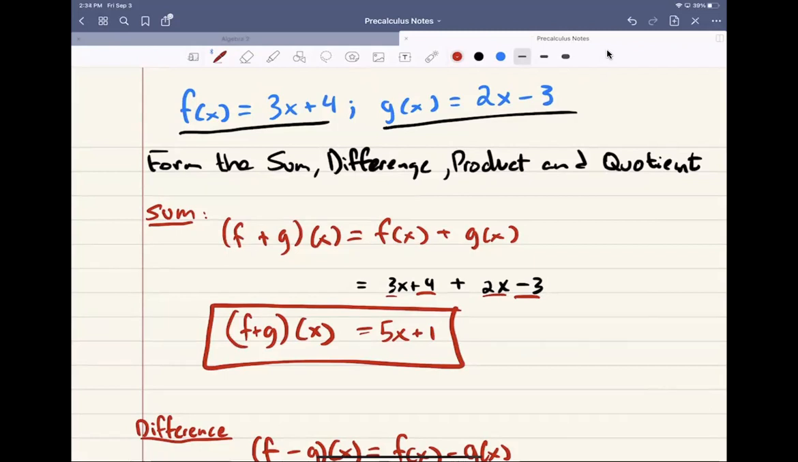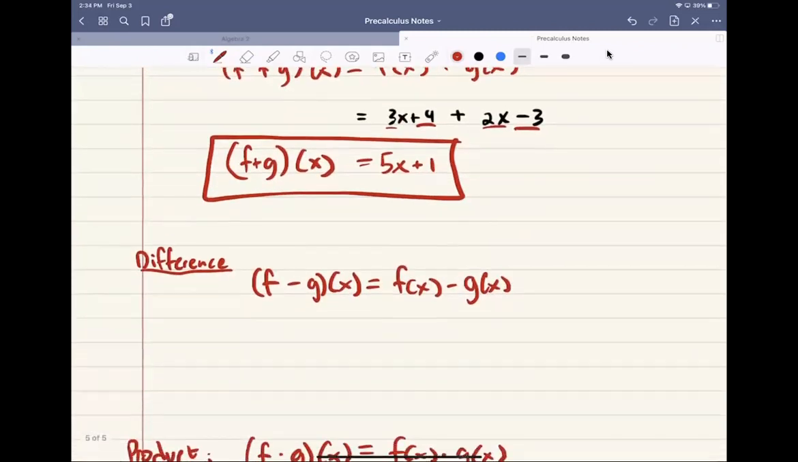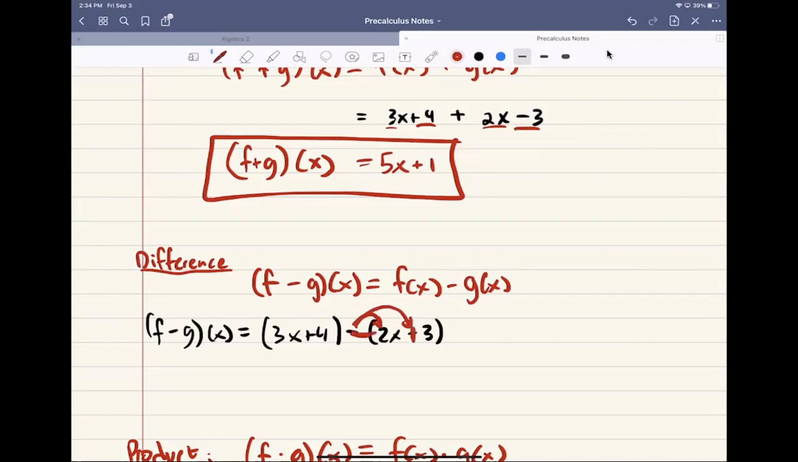Very similarly, you're going to do the same thing with the difference function, right? When you have f minus g of x, that's the same thing as f of x minus g of x. So we're going to have f minus g of x equal to 3x plus 4. And this time putting the parentheses really matters. Minus our g of x, 2x minus 3. Don't forget to distribute our negative here. So this becomes minus and this becomes plus.